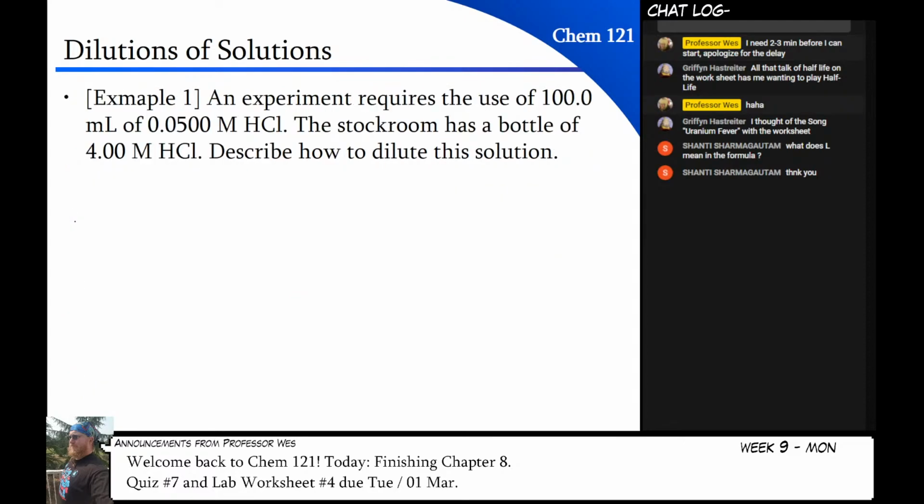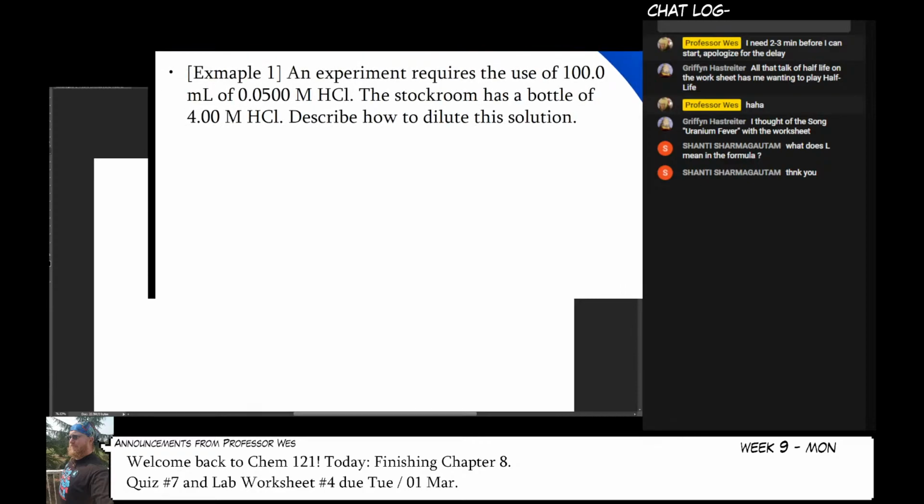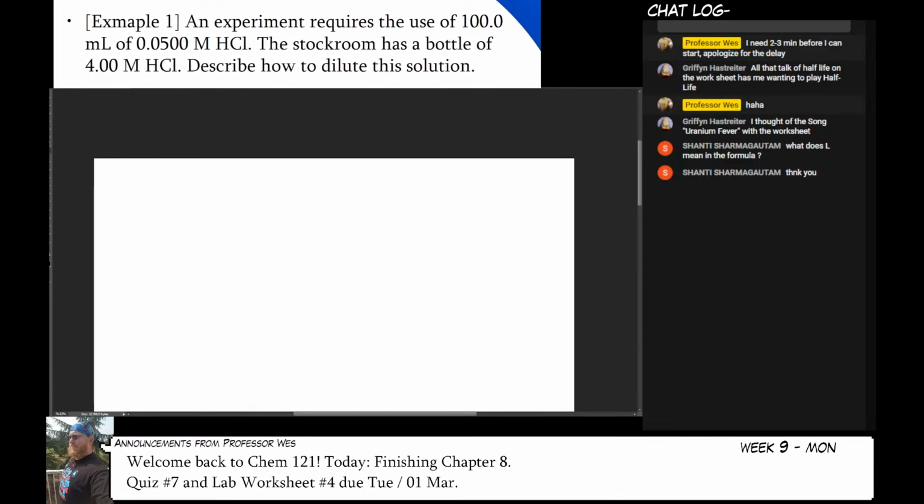All right, so let's do an example, and we'll show this in action. So I want to make 100 milliliters of 0.0500 molar HCl. But all I have is 4 molar HCl, and that's way too concentrated. That will destroy whatever substance I'm working with. I need something way more dilute. How do I prepare the solution?